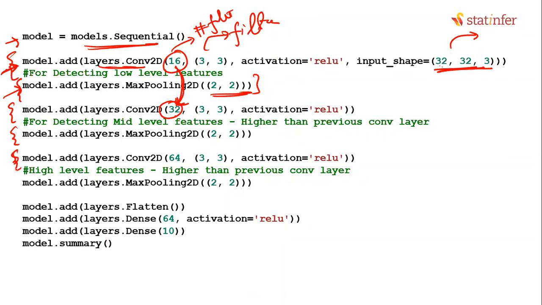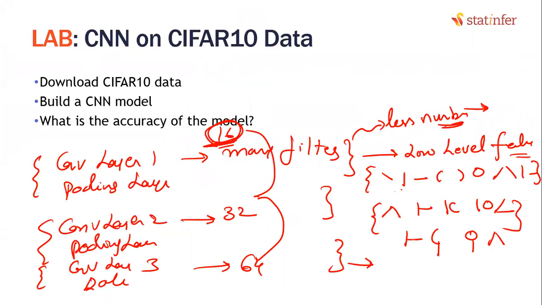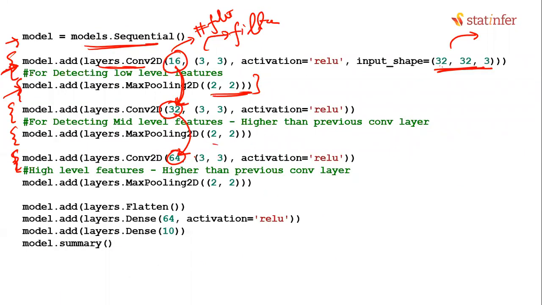The last one. What about this one? The high-level features. From 32, you take 64 high-level features. Obviously, the same logic: the combinations of these 32 filters would be even more. Combination means permutations and combinations, even more would be there. 64, and 3 cross 3 is the size of the filter.